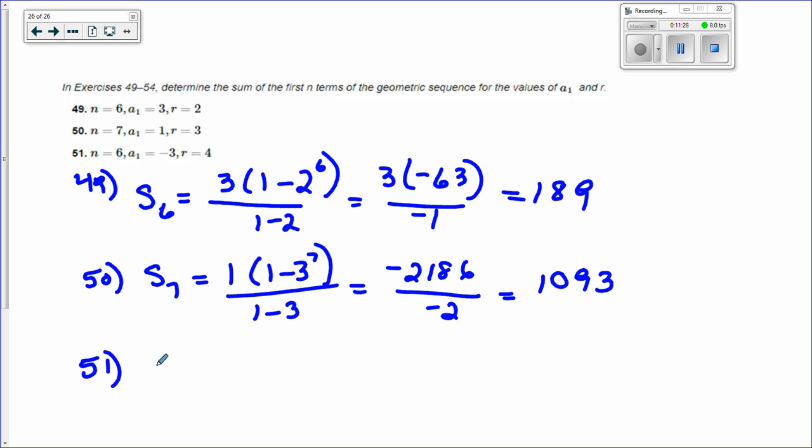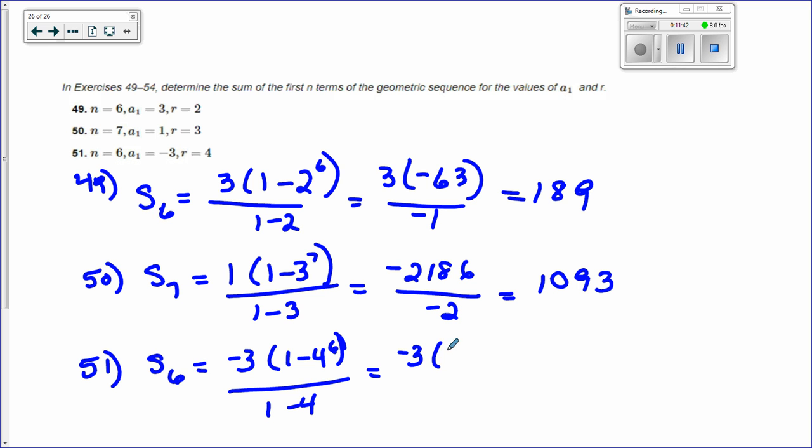Okay, for 51, they want me to sum the first 6. The first number is negative 3. 1 minus 4 to the 6th, over 1 minus 4. So I got negative 3. In here I got negative 4,095, and I divided by negative 3. Well, I just canceled these out, and I didn't do anything and got negative 4,095. Of course, you could have multiplied and then divided, but noticing that, I thought that was a little bit easier.